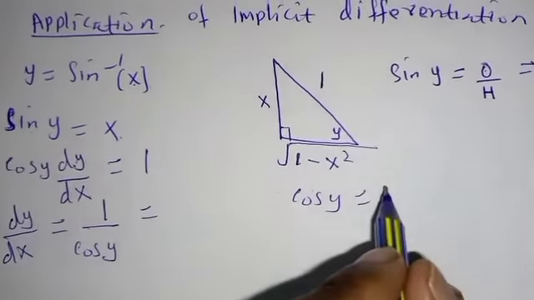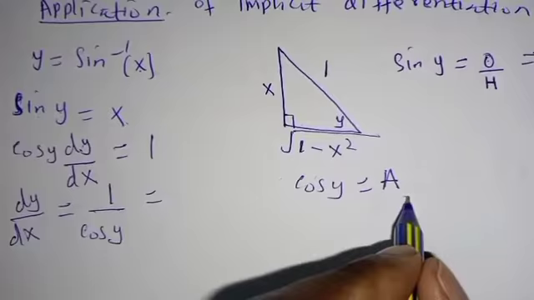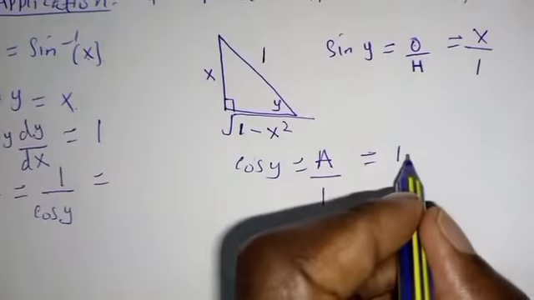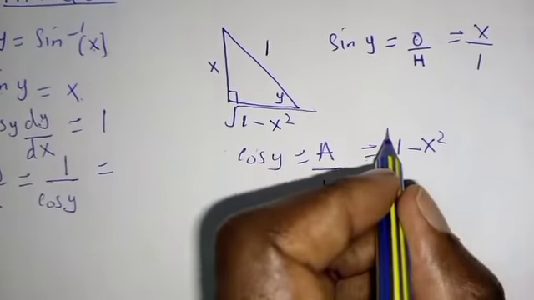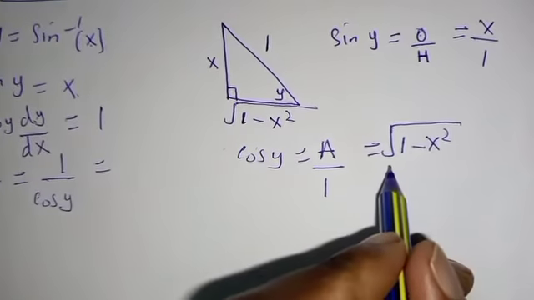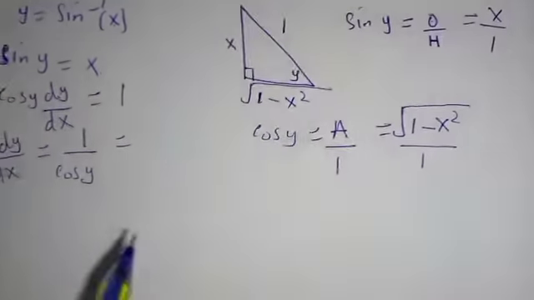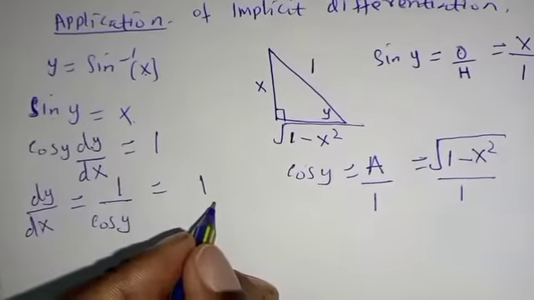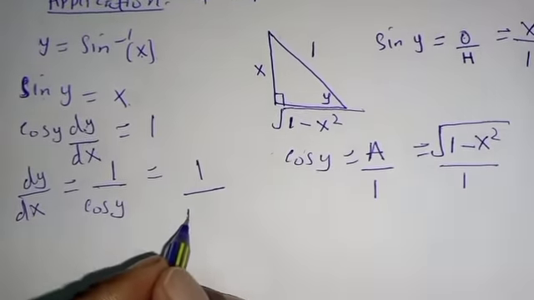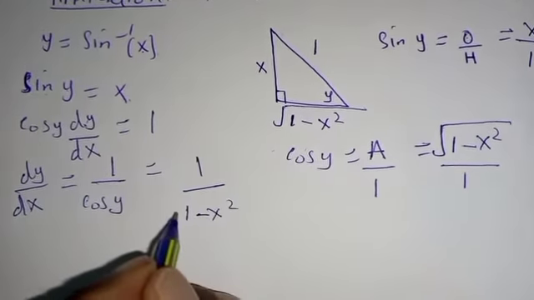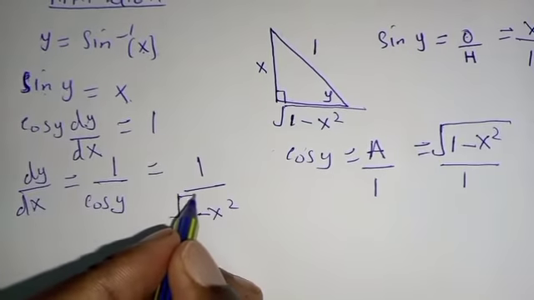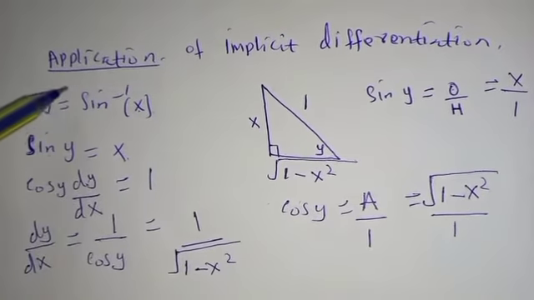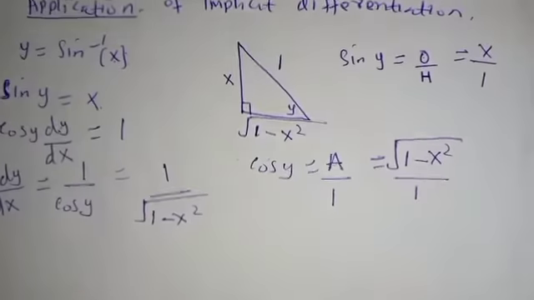But we know that cos y from this diagram is given by adjacent divided by hypotenuse, where our adjacent is the square root of 1 minus x squared, everything divided by 1. So dy/dx is equal to 1 divided by the square root of 1 minus x squared. So that is how we obtain the derivative of the inverse function using implicit differentiation.